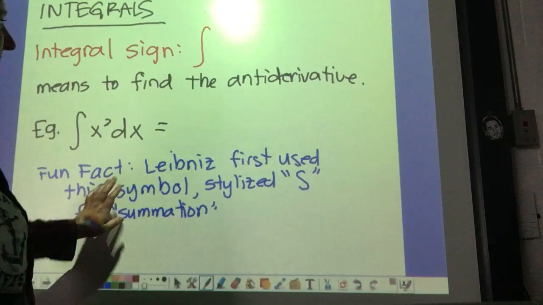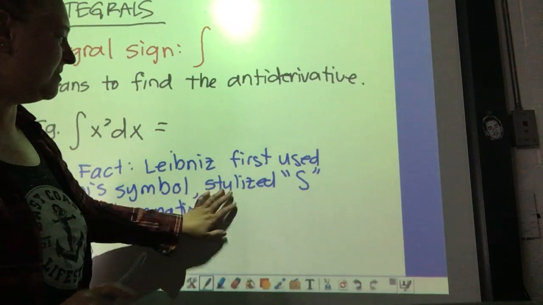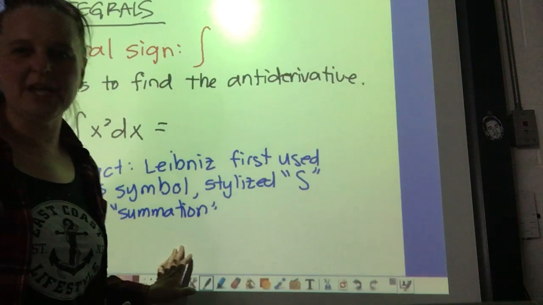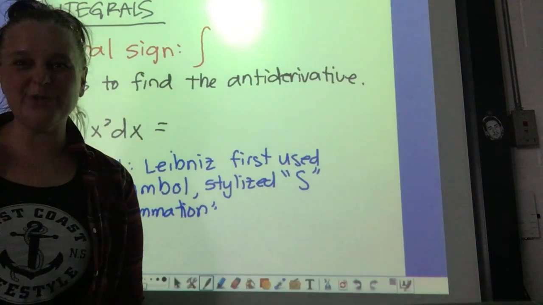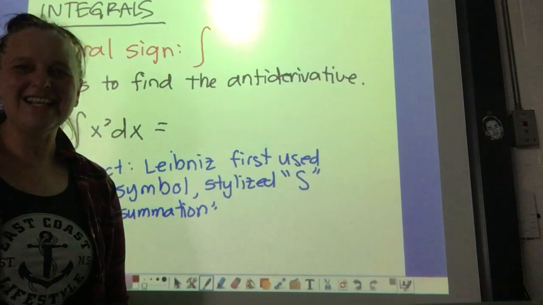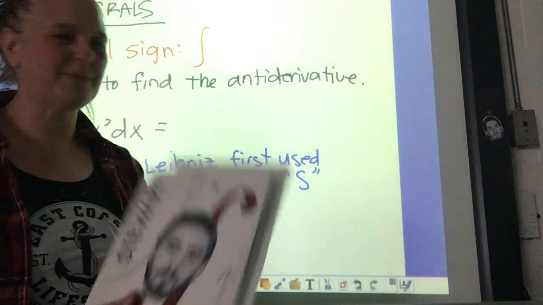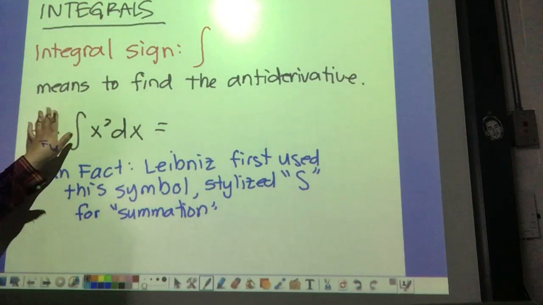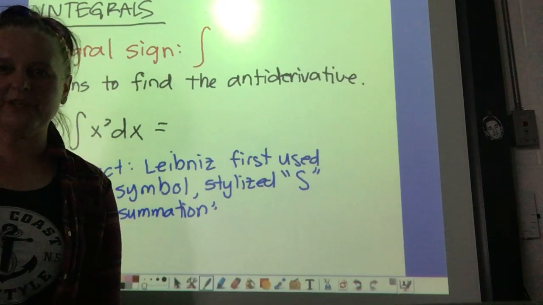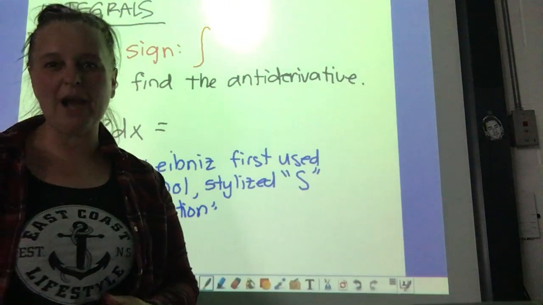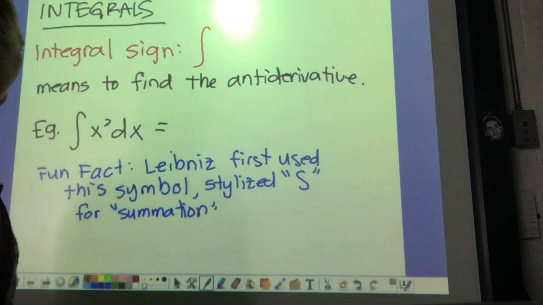He first used this symbol, and it's actually supposed to be a stylized S, a capital script S, to stand for summation. If you don't know why summation is connected to integrals, you will by the end of this week. So that's where that symbol comes from, and it's so important it made the cover of our textbook. Integration just means we're finding the antiderivative. When we found antiderivatives, we were actually finding a certain type of integral, and I'll explain that right away.